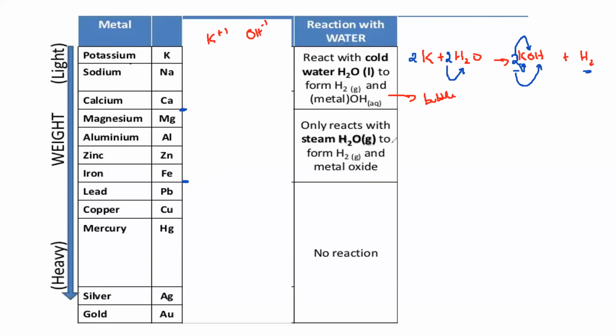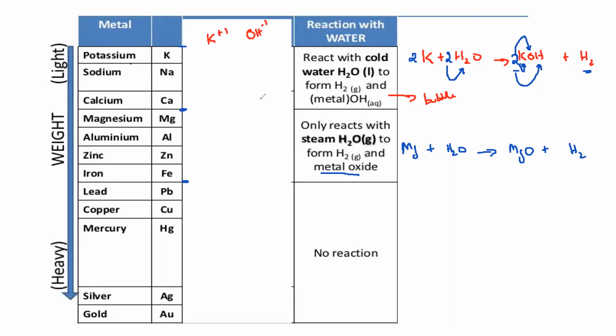So for example, if magnesium is reacted with steam, steam also has the same formula. So magnesium reacted with steam or water, but at a high temperature, so steam is there, or water vapors. Here it will form metal oxide. So it will form magnesium oxide plus hydrogen. So the first three metals, when they react, form metal hydroxide. But from magnesium till iron, they form metal oxide.